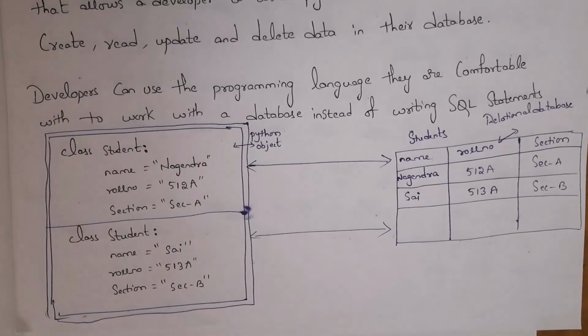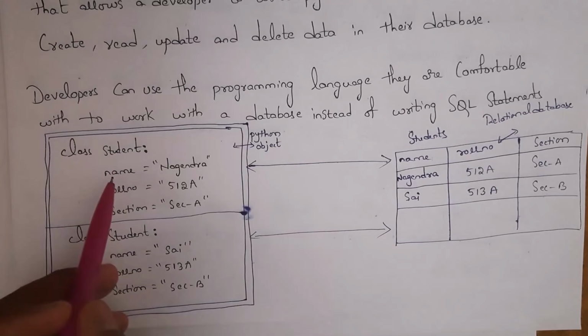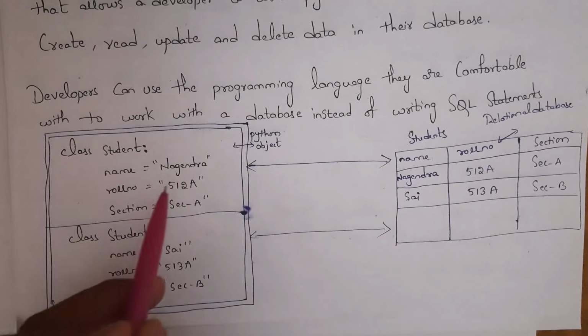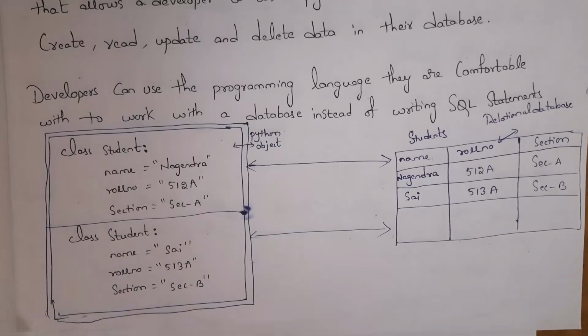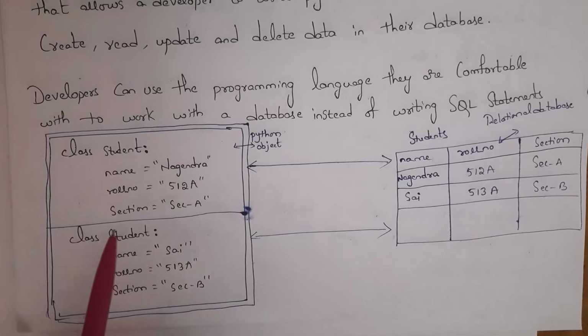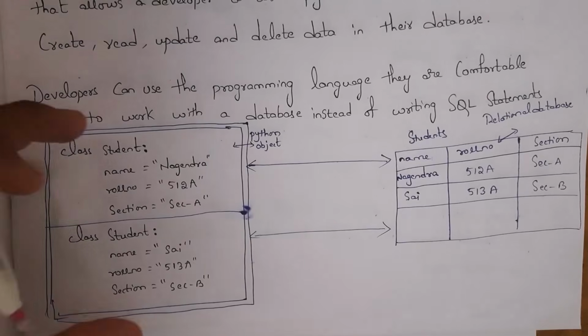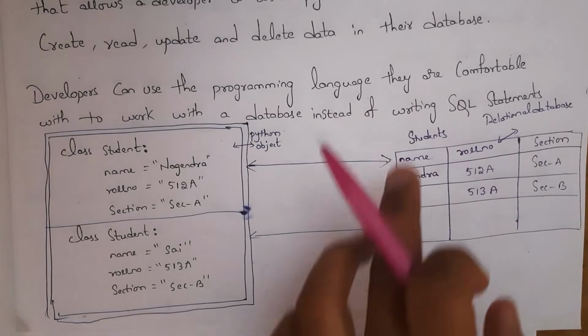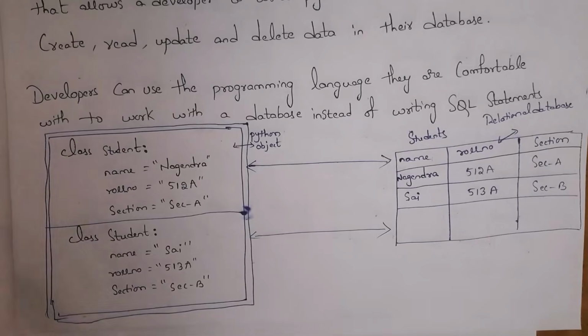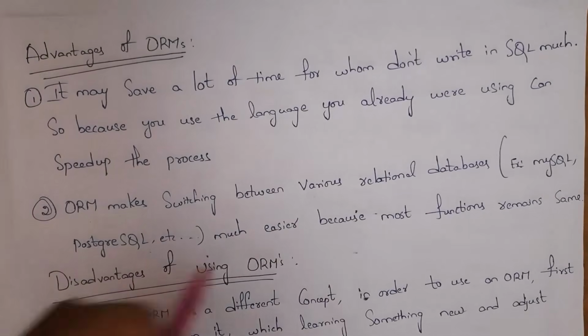Here you need to take a Python class. So class Student, and I want to give name Nagendra, roll number 512A and section A. And similarly, take class Student and inside the student table, I want to insert name Sai, roll number 513A and section B. This is the Python code in order to create this relational database. This is a simple example.